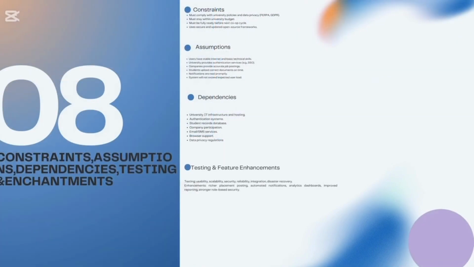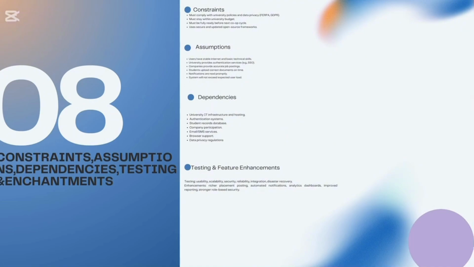In this slide, I'm going to talk about the last part of this documentation, which is the constraints, assumptions, dependencies, testing, and enhancements. Firstly, the constraints. These include following all the university's policies, staying within the budget, completing development before the next cycle, and using secure approved frameworks.